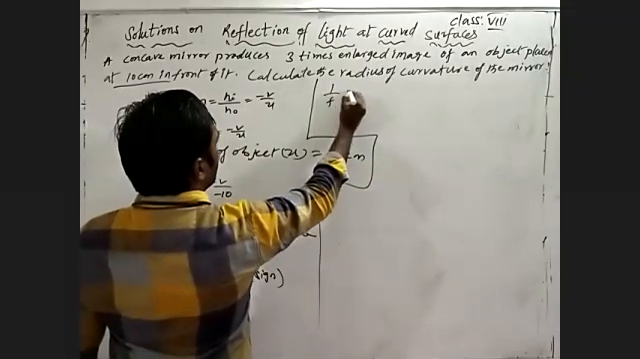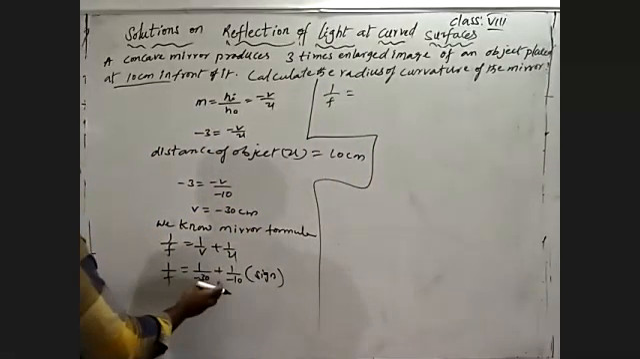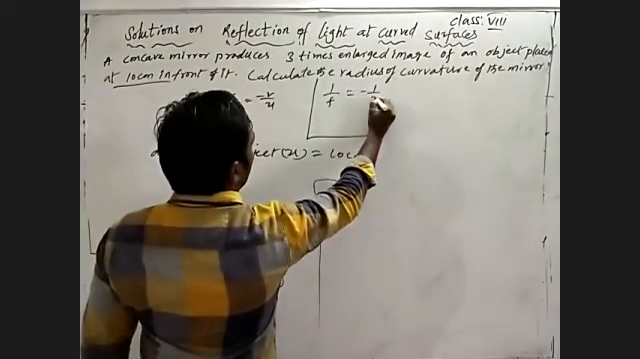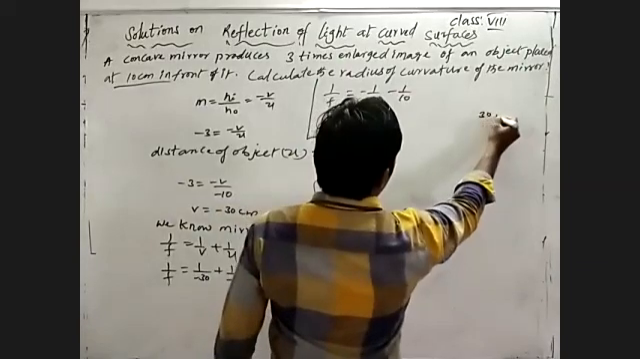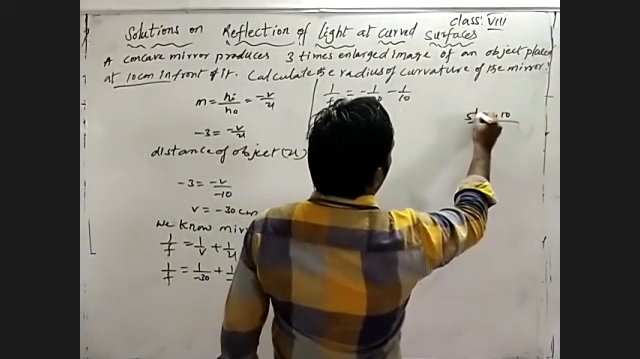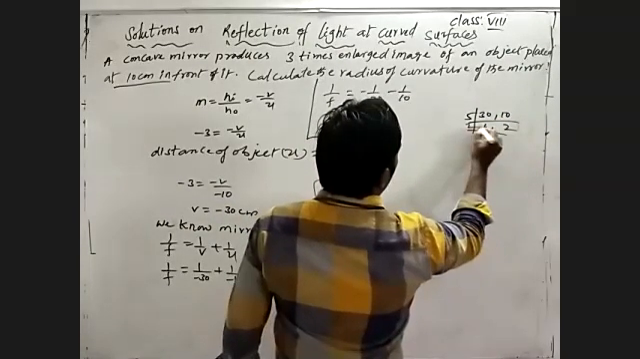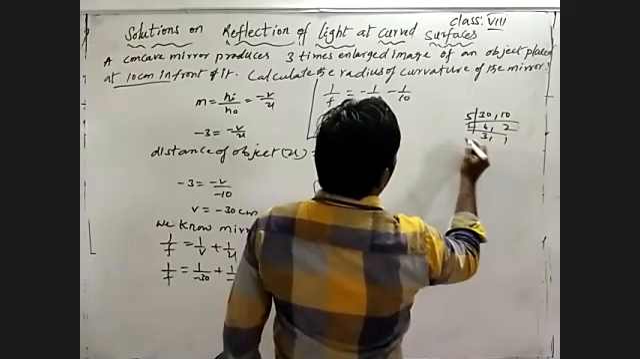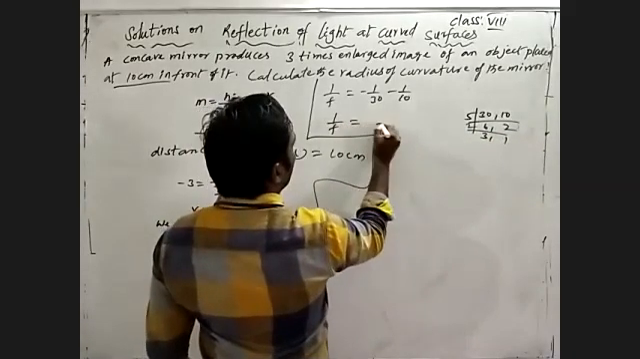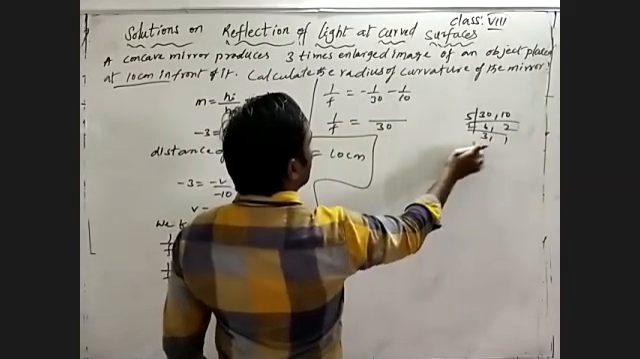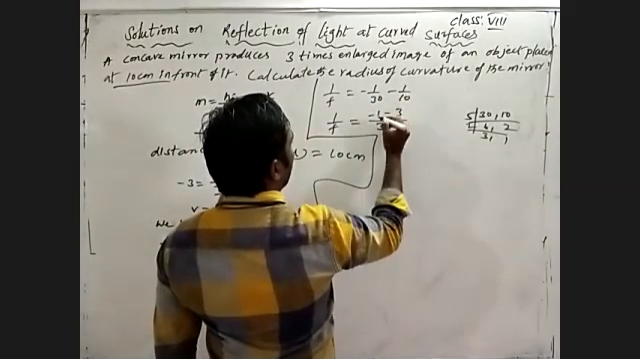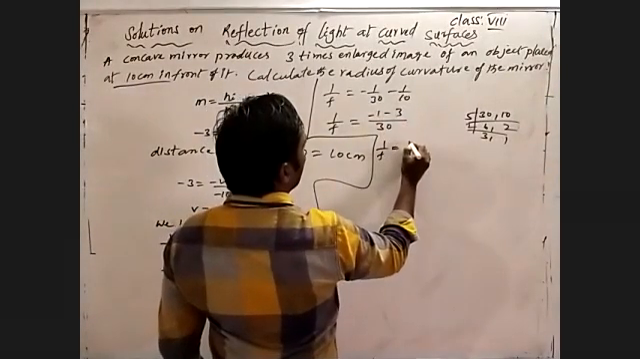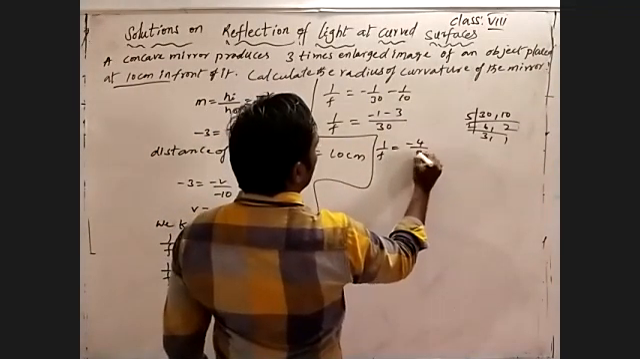1 by f is equal to minus 1 by 30 minus 1 by 10. The LCM of those two, 30 and 10: 5 6s are, 5 2s are, 2 3s are, 2 1s are. So the LCM is 30. 1 by f is equal to minus 1 minus 3 over 30, so 1 by f is equal to minus 4 by 30.